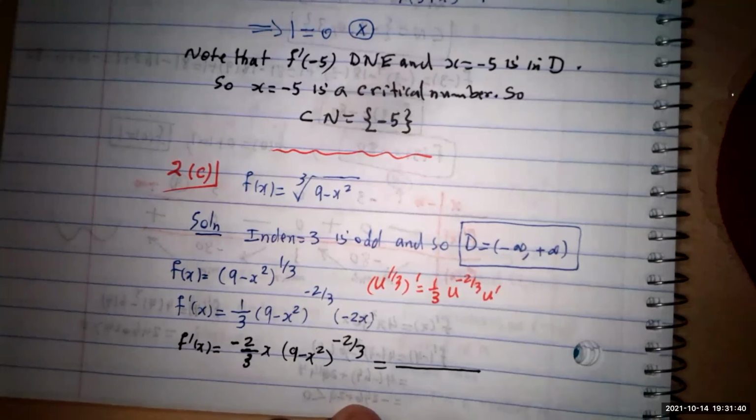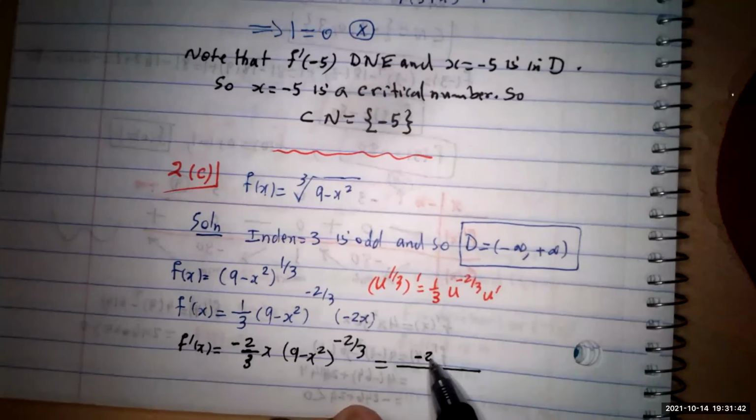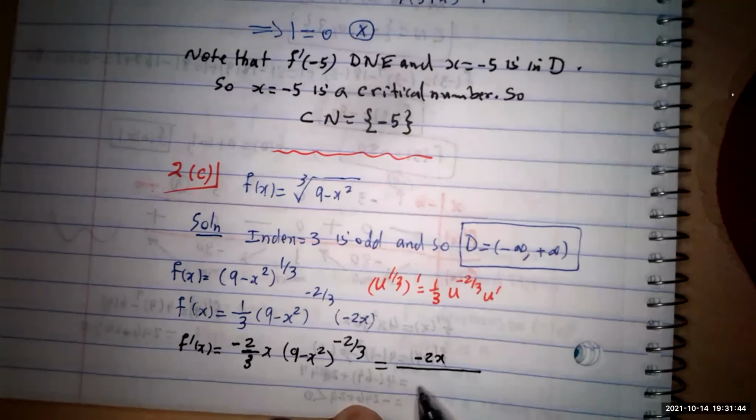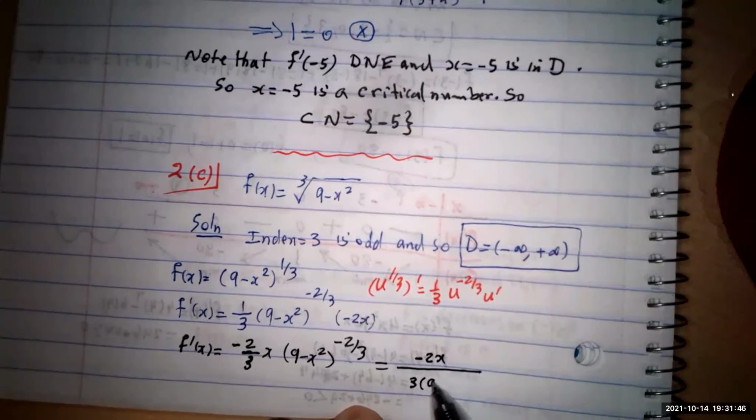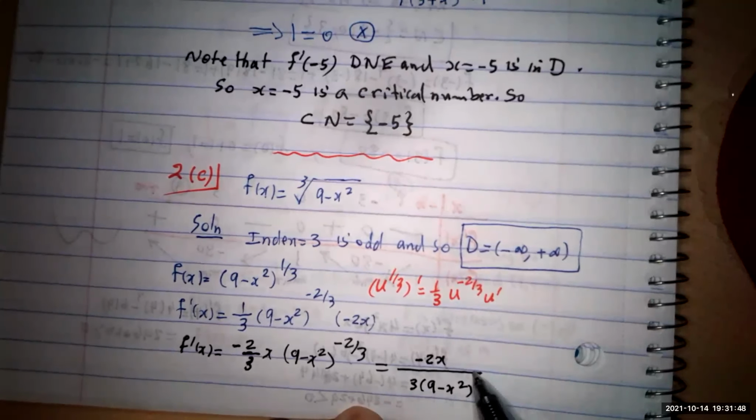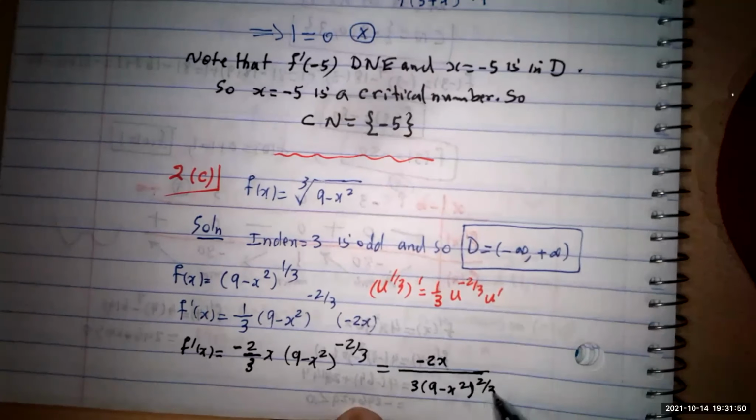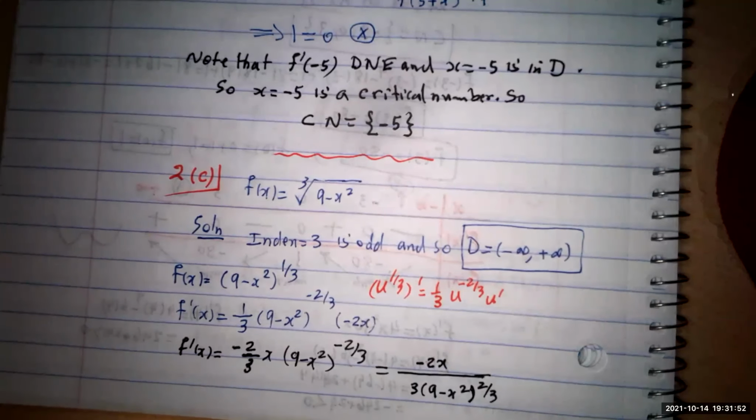On the top, we get the negative 2x, okay? And on the bottom, we get the 3 times 9 minus x squared to the positive 2/3. Okay, so this is going to be your f prime in this case. Okay, any question? So that is going to be 1. What is the question? Where is the 9 went? Derivative of a 9 is 0.